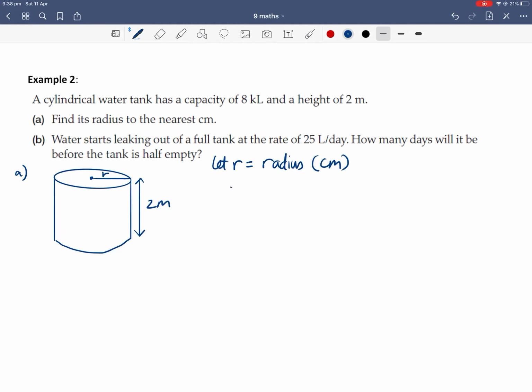We're also told that our volume, or capacity really, is 8 kiloliters. Okay, so we have to work backwards to find what the radius is using the volume formula for a cylinder. Now, the hard part of this question is looking at the units, because we want our answer in centimeters, but we're given height in meters and our capacity in kiloliters. Our units are not the same, so we can't do any calculations yet. So because we need our final answer in centimeters, I'm going to convert all my units to centimeters.